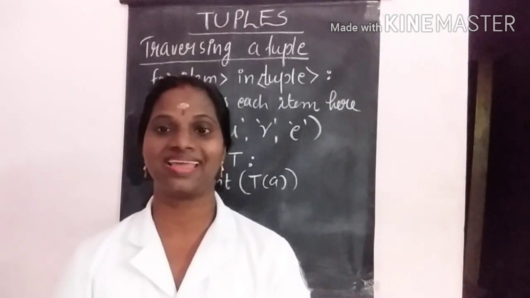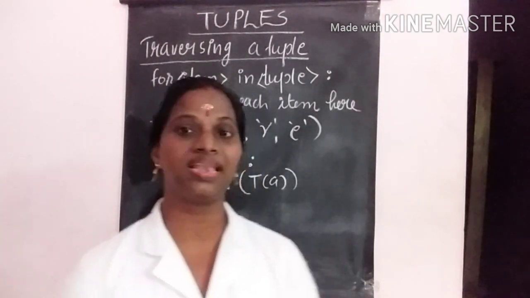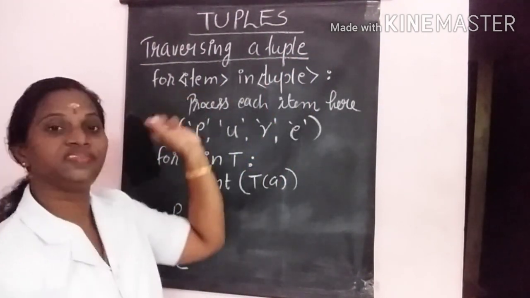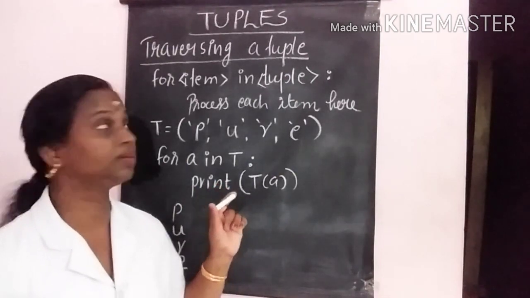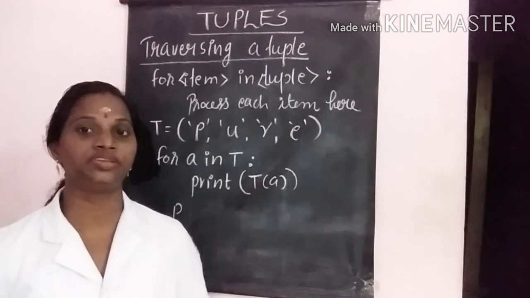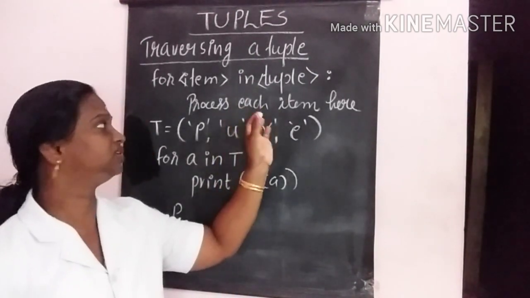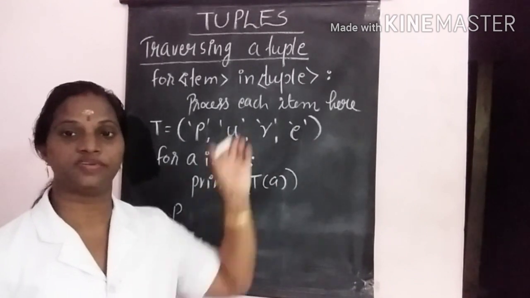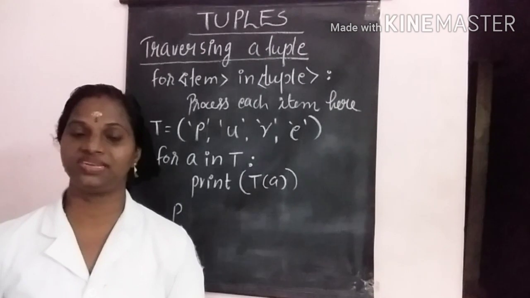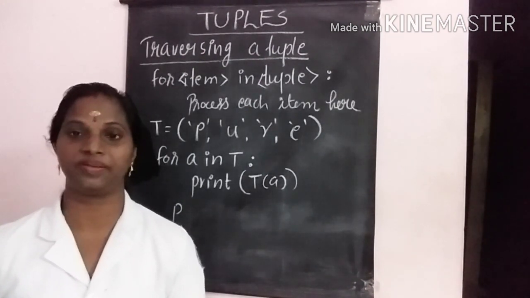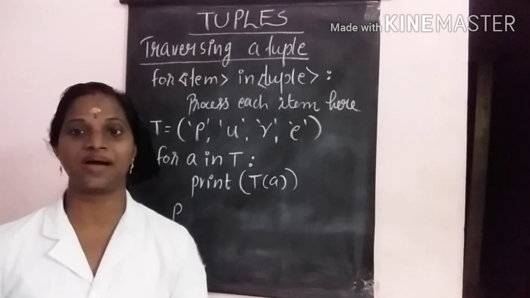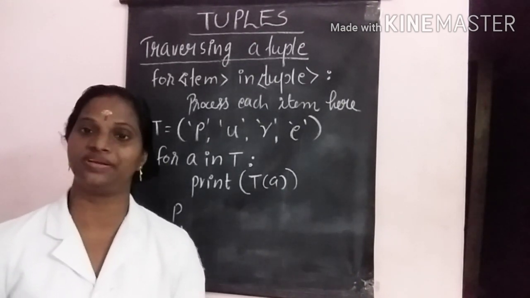So the first function related to tuples is traversing a tuple. The syntax for traversing is for item in tuple, then process each item. Traversing means visiting or processing each element of a tuple. This is called traversing a tuple, not a list.